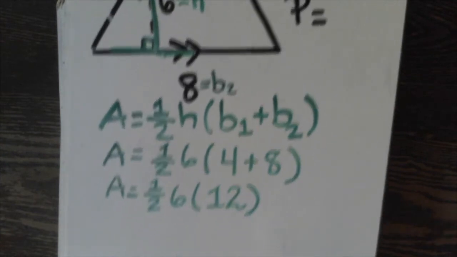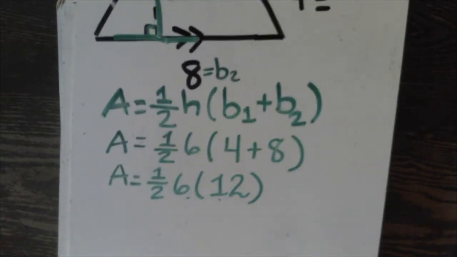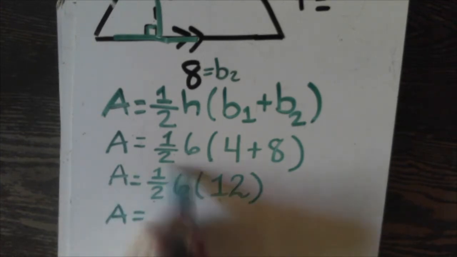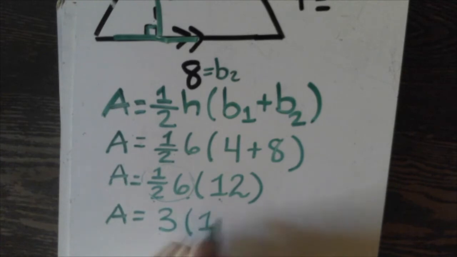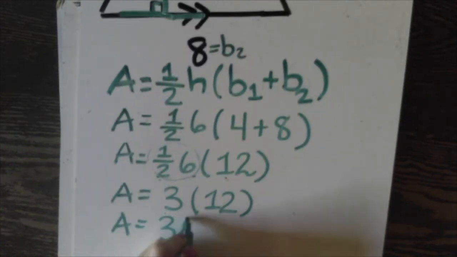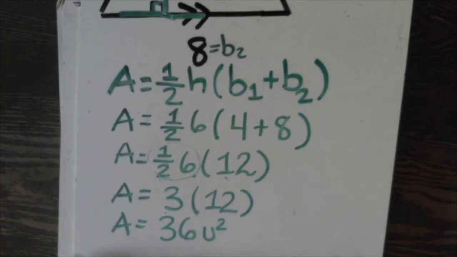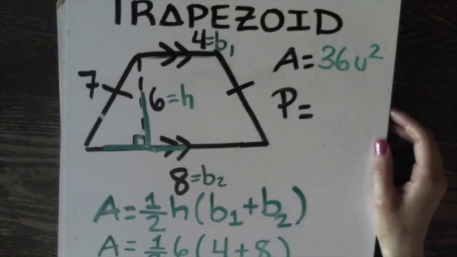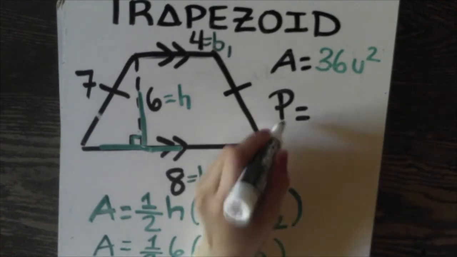4 plus 8 is 12. And now we have some options. We can say 6 times 12 is 72, and 1/2 of 72 means 72 divided by 2. Or I can also say 1/2 of 6, which is 3, and multiply 3 times 12. I'm going to choose this option since those are smaller numbers that I can deal with. 36 square units is my area.